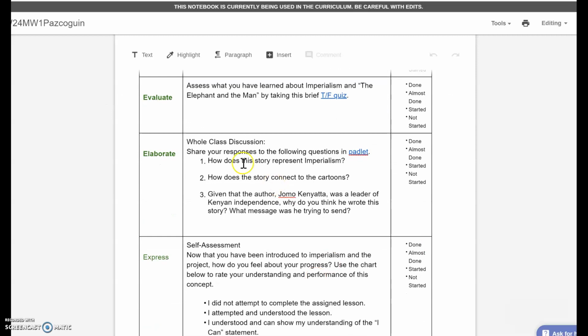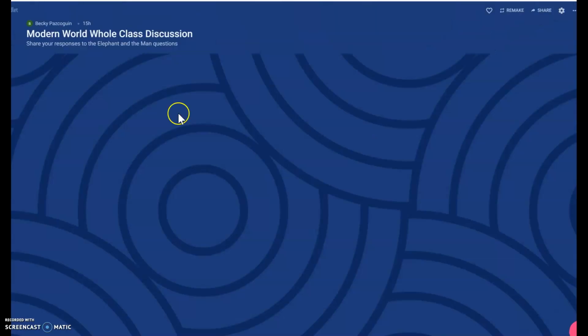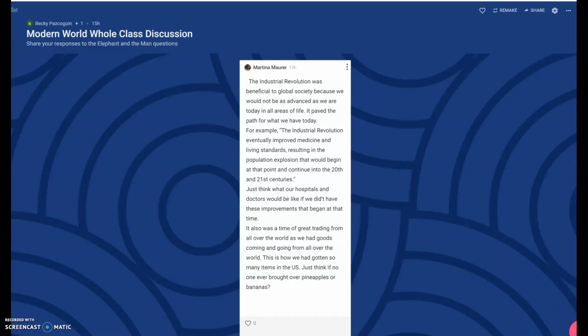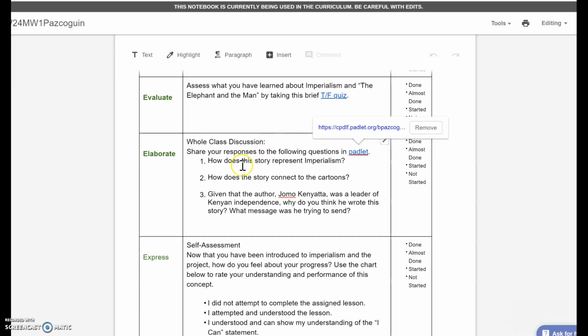And then for the elaborate, I want you to share your responses to the following questions in Padlet. So you're going to go right here in this Padlet. Oh, it looks like I already have a response, which is wonderful. And you're going to answer these questions.